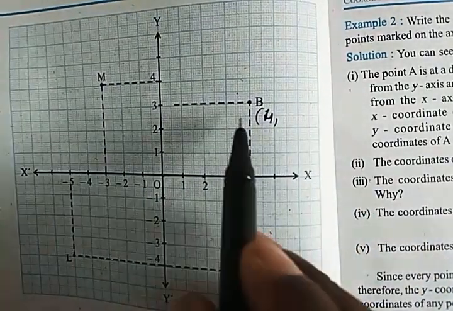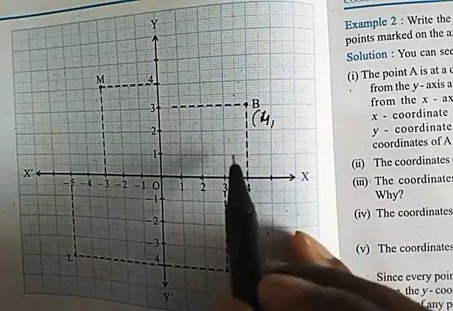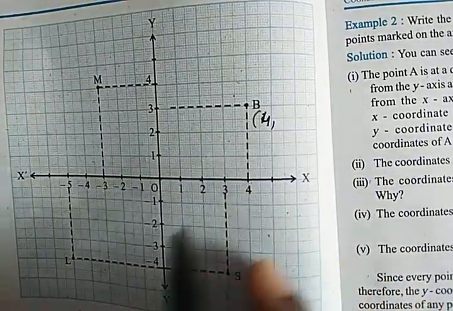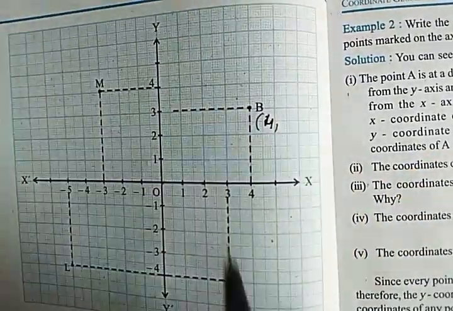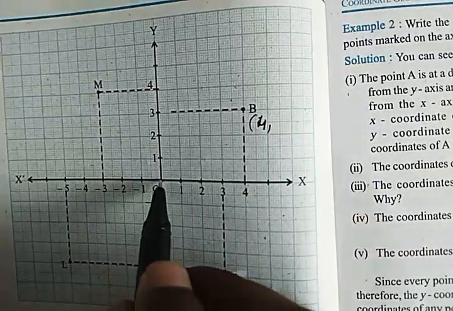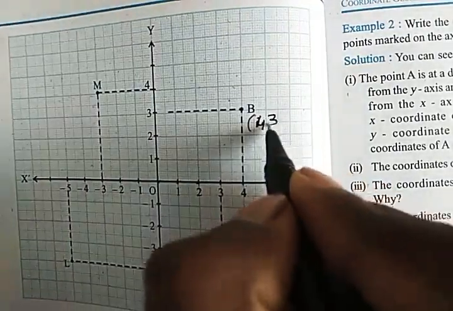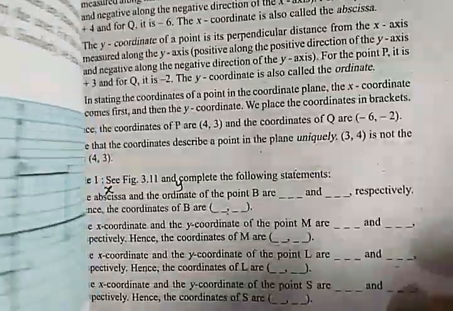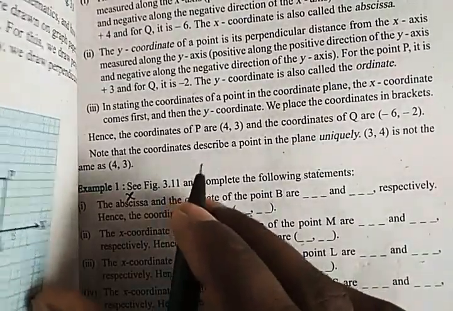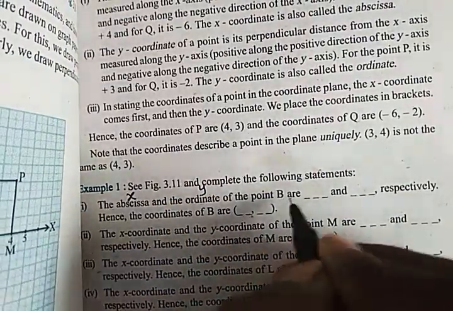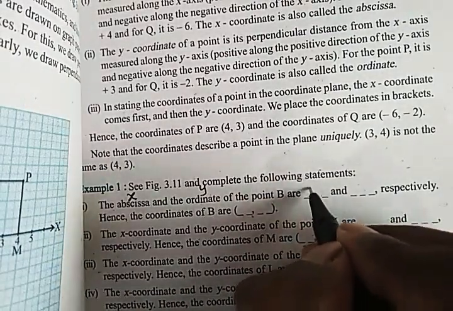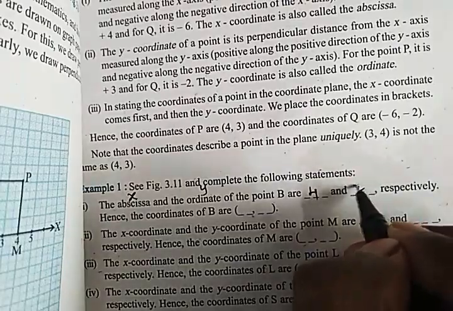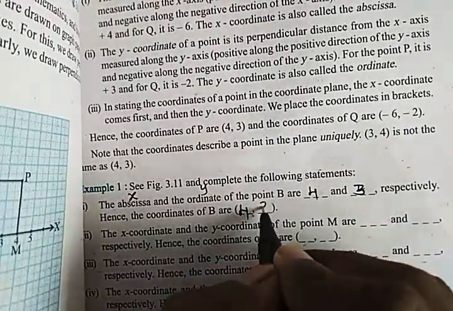What about y? The y value, or ordinate, means distance from the x-axis, just opposite. The x value means distance from the y-axis, the y value means distance from the x-axis. So how far is it from the x-axis? 1, 2, 3. So this is 3. This is the abscissa and ordinate. Okay, this is question number 1. Hence the coordinates of B are 4 and 3. So we will write it as 4 comma 3.